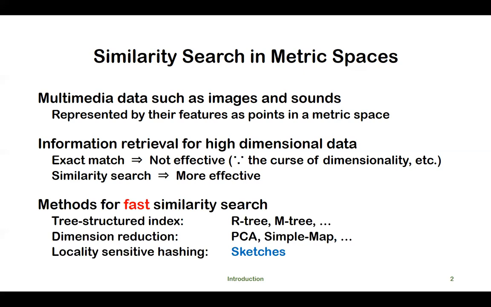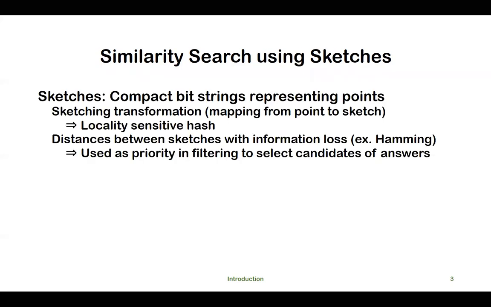Known methods for fast similarity searches include tree index, dimension reduction, and locality sensitive hashing. In this research, we deal with sketches, which are considered as images of locality sensitive hashing. Sketches are compact bit strings representing data points. The transformation that projects points onto sketches can be seen as a kind of locality sensitive hashing. Hamming distance is the typically used distance between sketches.